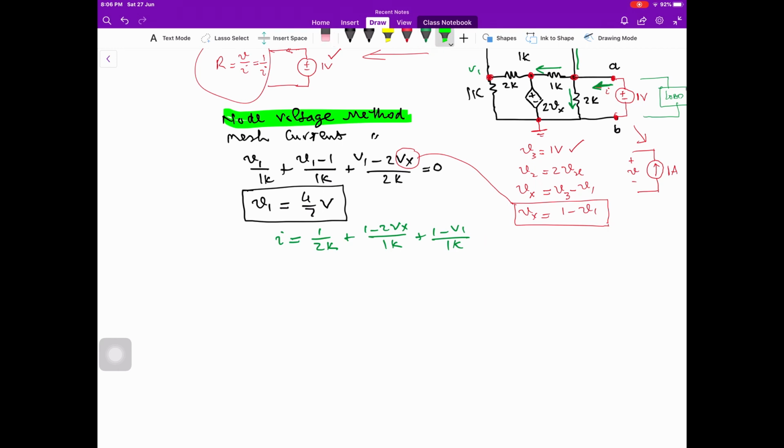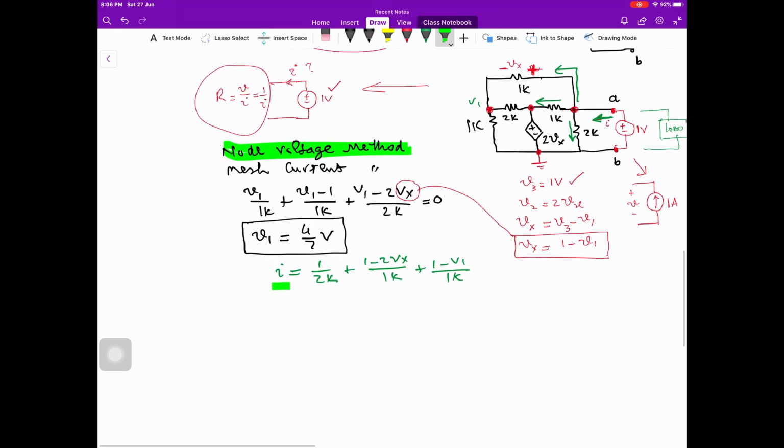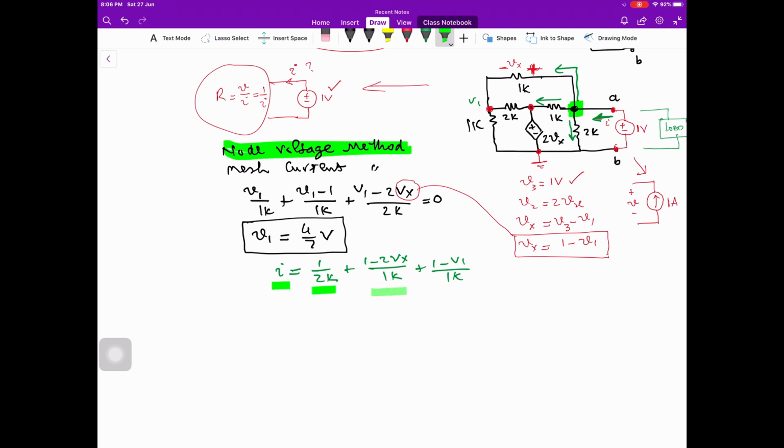So in here, I is flowing towards the node over here. Look at the circuit diagram. I am highlighting the node. I is flowing towards it, and 1 by 2K is leaving. This current is leaving, and this current is leaving. And from here, if you calculate I, you will find that I is 15 by 14 milliampere.